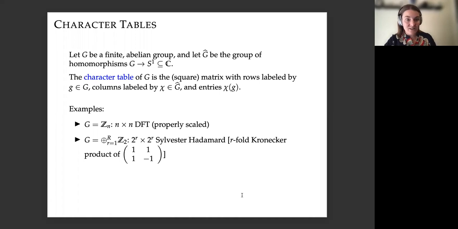The classical example is if we take our G to be a cyclic group, then, depending on how you like to scale Fourier transforms, you get the n by n discrete Fourier transform matrix. Another class of classical examples would be if we take any of these groups that we're building up as powers of Z2, then we get the 2^r by 2^r Sylvester Hadamard matrix, which is the r-fold Kronecker product of the matrix 1, 1, 1, minus 1. And I realize I'm mixing up the capitalization of r's here. You might notice that matrix because it's codified in blue and red circles on the Codex website.